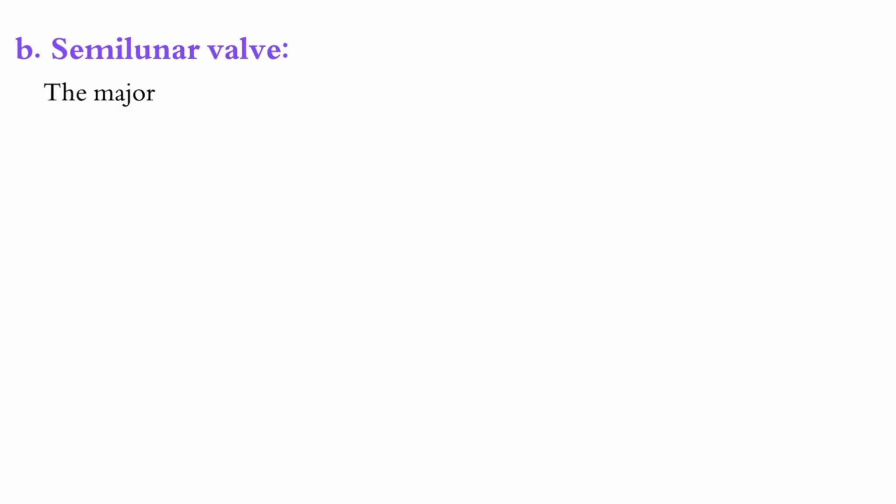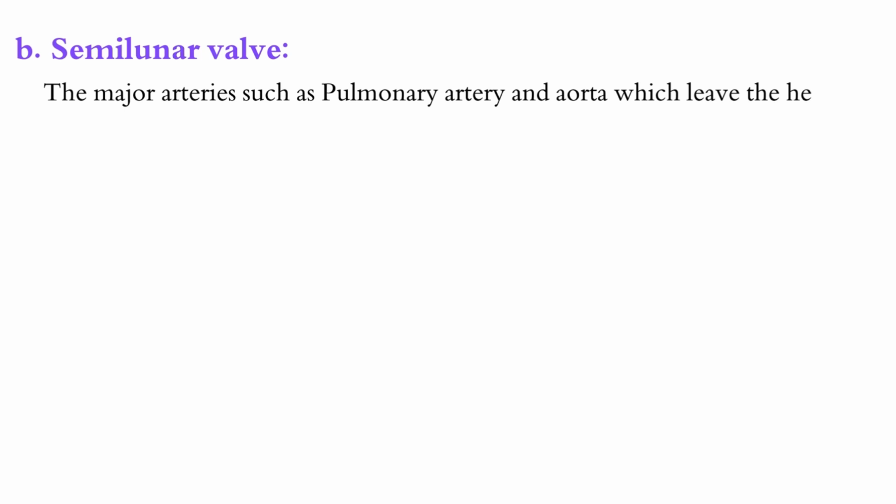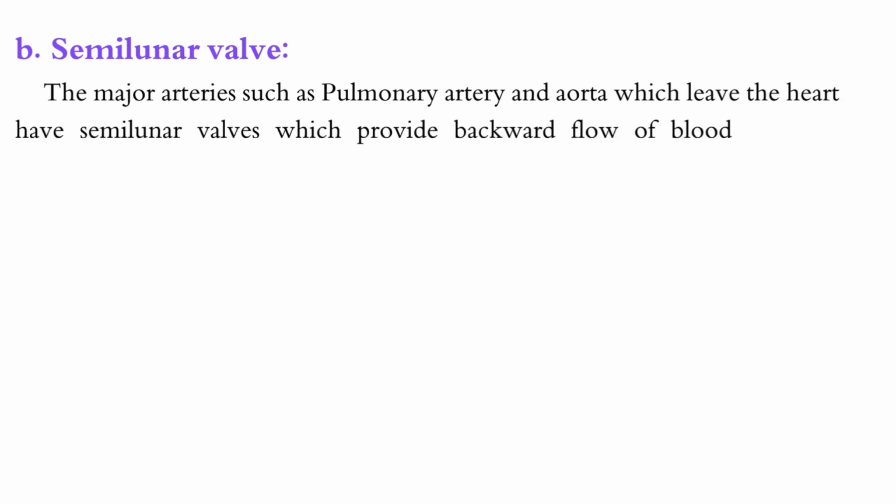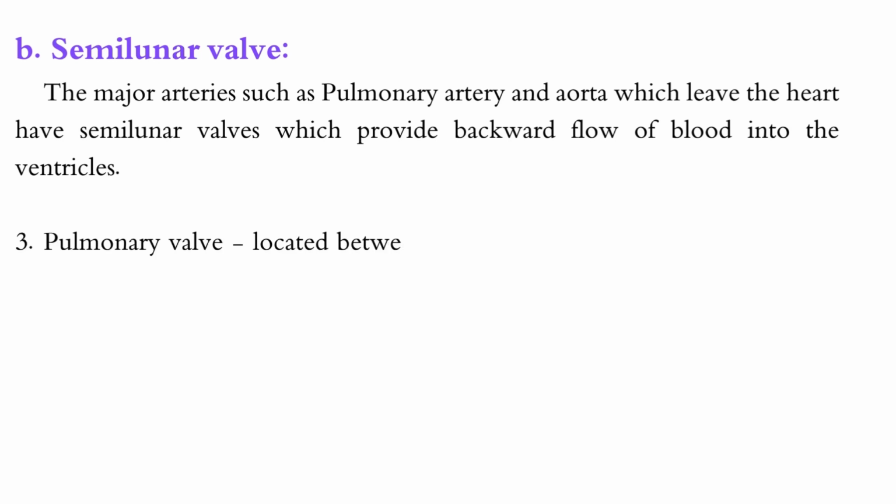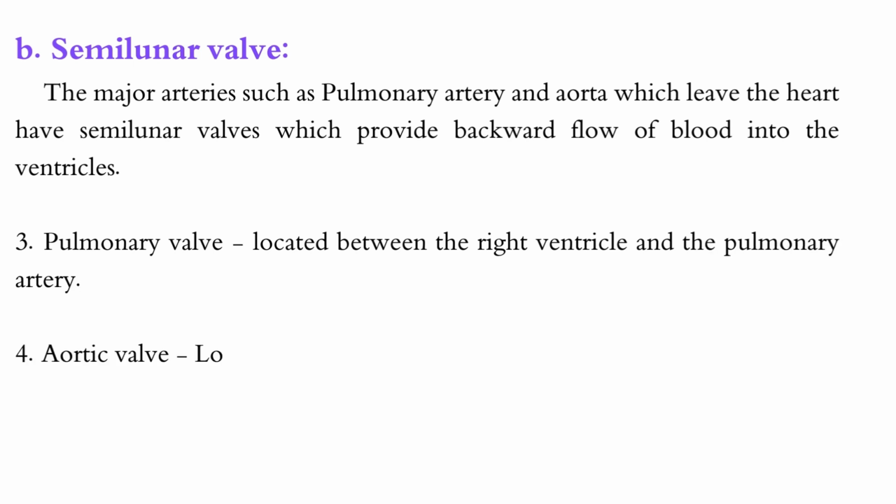Semilunar valve. The major arteries, such as the pulmonary artery and aorta, which leave the heart, have semilunar valves, which prevent backward flow of blood into the ventricles. 3. Pulmonary valve, located between the right ventricle and the pulmonary artery. 4. Aortic valve, located between the left ventricle and the aorta.